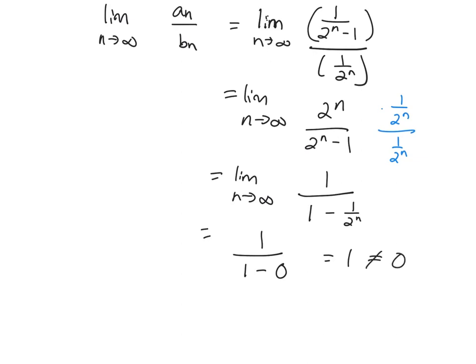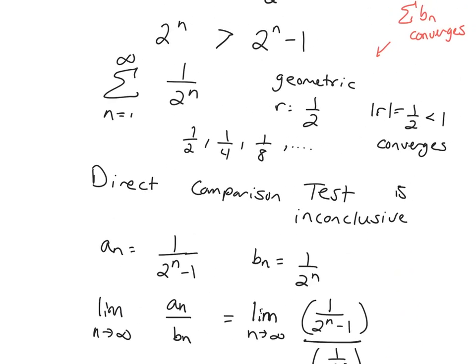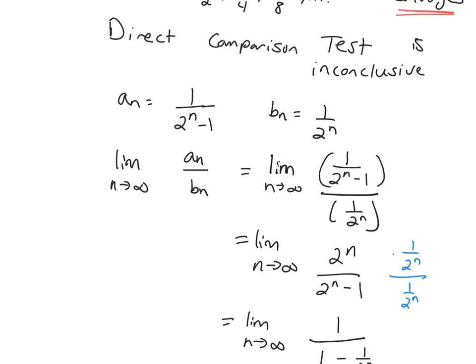So both of these series, the one we started with and the one we're comparing it with, have to behave the same way. They both have to converge or both have to diverge. But didn't we say that one of them converged? Yeah. We said up here this one converged, right? 1 over 2 to the n. So that means since they both have to do the same thing, mine has to converge as well.